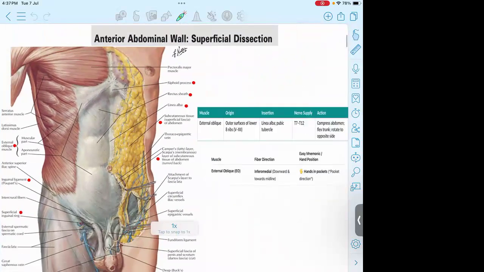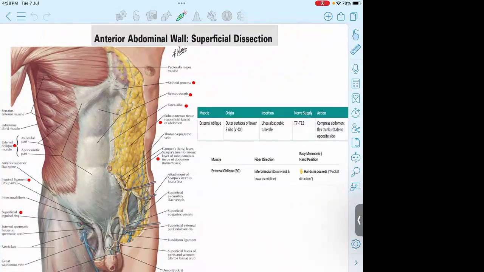So just for summary, the external oblique muscle origin is from the outer surface of the lower 8 ribs, 5th to 12th. It inserts into the linea alba and pubic tubercle. What's its nerve supply? Anterior rami of T7 to T12.